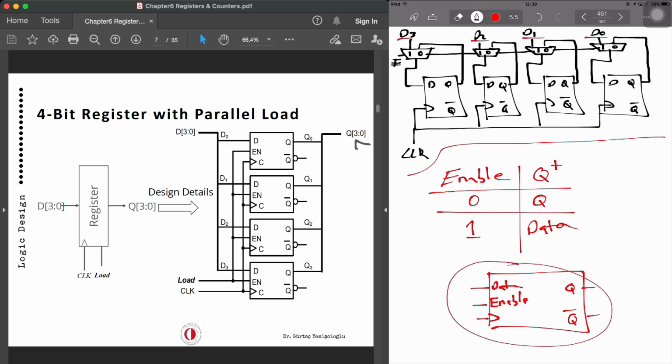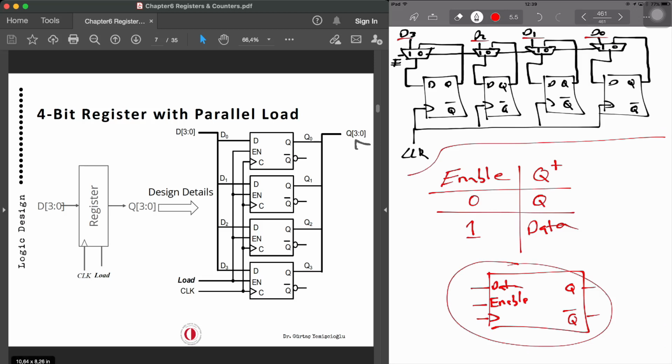Now, we can also add an active low clear or maybe a reset. So it's like an asynchronous one. Whenever we press the reset, it will reset the outputs so that we can have an asynchronous operation.